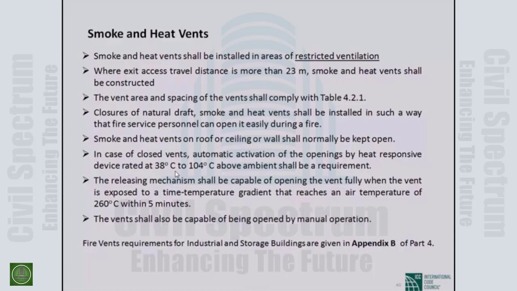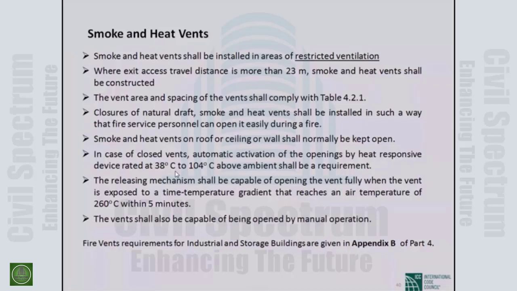The vent area and spacing of the vent shall comply with Table 4.2.1. I will show the table. So depending on that table, you have to give some spacing of vent. Actually, there are a lot of parameters you have to consider. All of it I cannot show in this presentation. I am giving a few points which you will consider. You have to look at a little more detail for that.